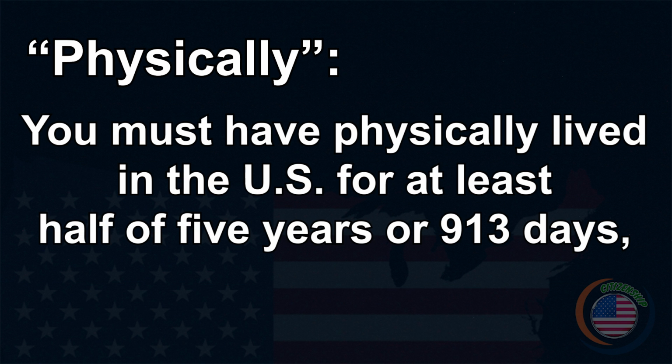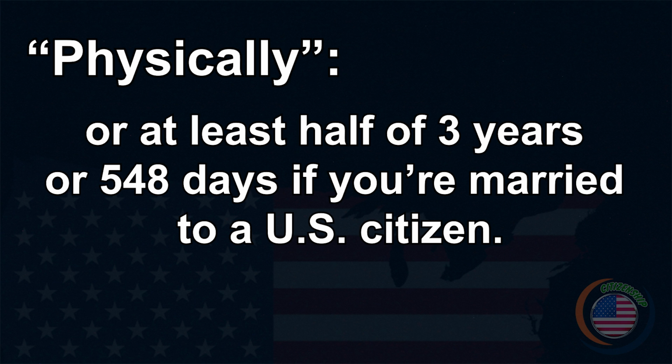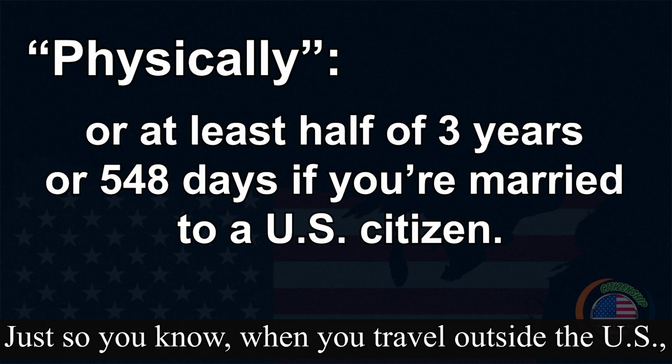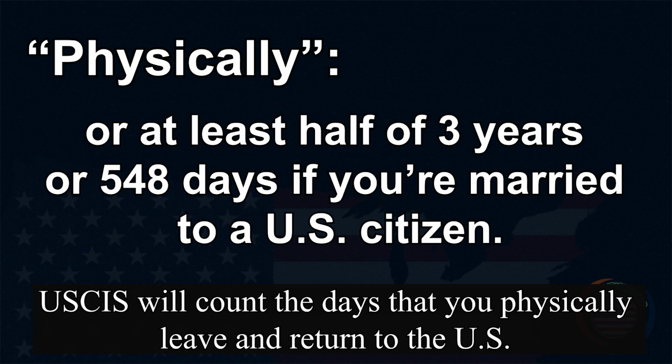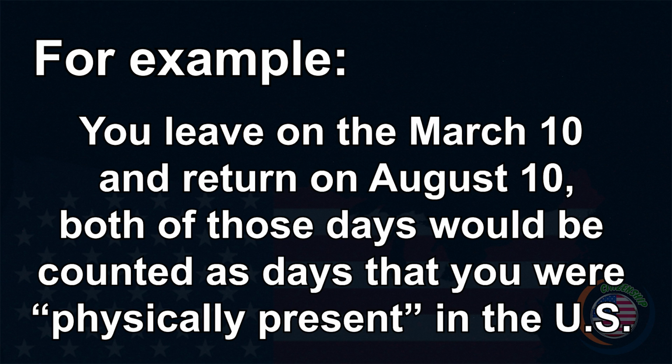Physically means you must have physically lived in the United States for at least half of 5 years, or 913 days, or at least half of 3 years, or 548 days, if you're married to a US citizen. Just so you know, when you travel outside the US, USCIS will count the days that you physically leave and return to the US. For example, if you leave on March 10th and return on August 10th, both of those days would be counted as days that you were physically present in the US.